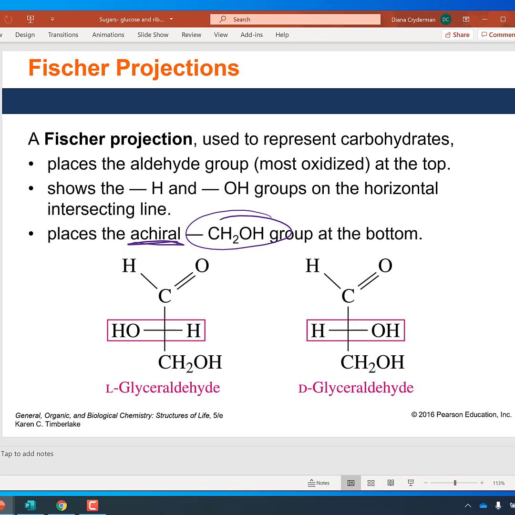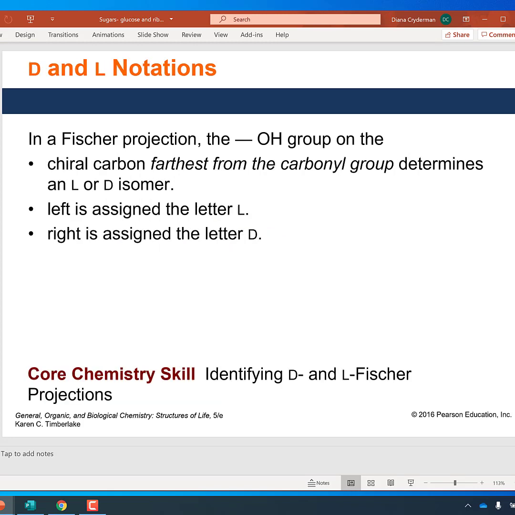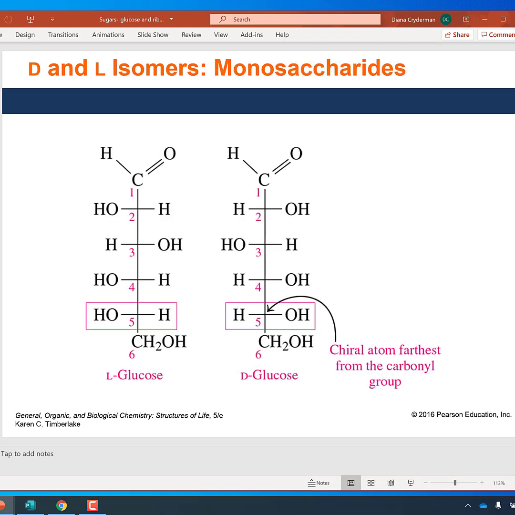And so we can see an example here of L-glyceraldehyde. So you don't necessarily know the naming there, but that's okay. And here's an example of D-glyceraldehyde, so L versus D. L, OH is on the left, D, OH is on the right. So that gives us our D and L enantiomers. L is assigned to left and D is assigned to right. So here is L-glucose, here is D-glucose.